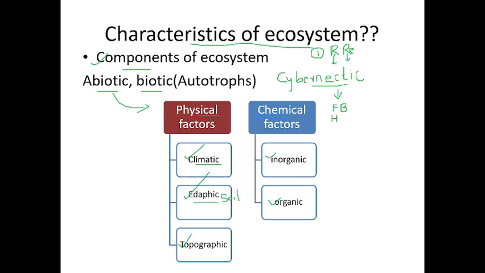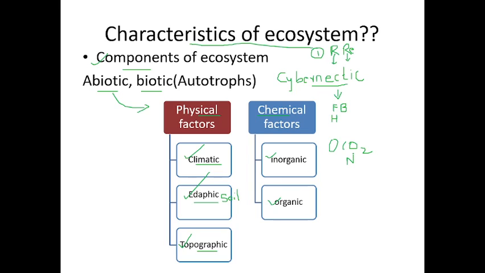Next are topographic factors. Topographic factors mean geographical areas, the shape of an area. If you look at the earth, it is spherical and it has a lot of mountains, latitude and longitude variations, hills and valleys. All these come under topographic factors. Next are chemical factors. What are the chemical factors? pH, and atmospheric gases like oxygen, carbon dioxide, nitrogen all come under chemical factors.